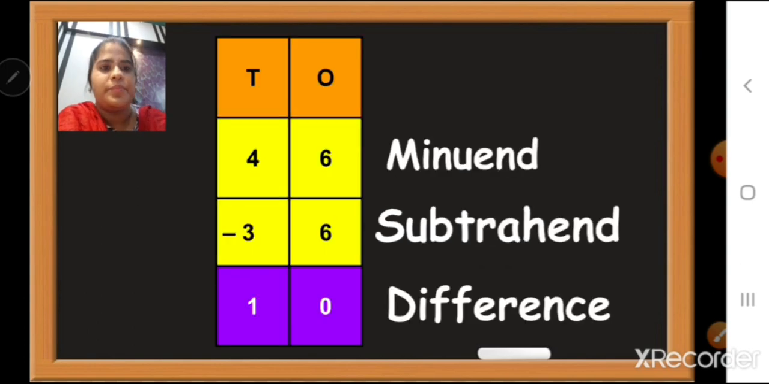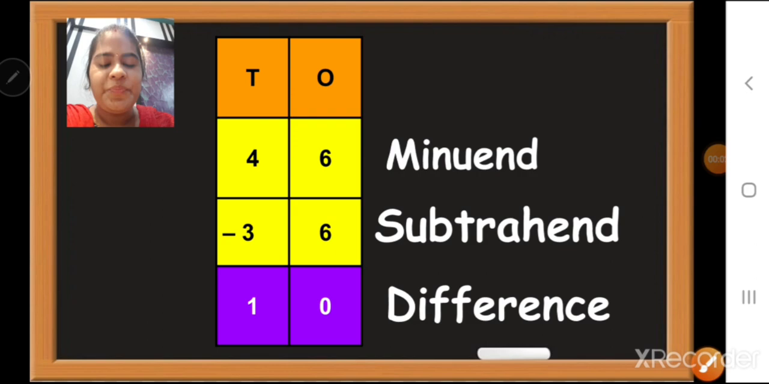Now look at this number. Here we have 46 minus 36. Okay, let us solve this. 46 minus 36, the answer will be 10. Correct? Children, in this question, the number 46 is the minuend, the number 36 is the subtrahend, and the answer that we got is the difference.